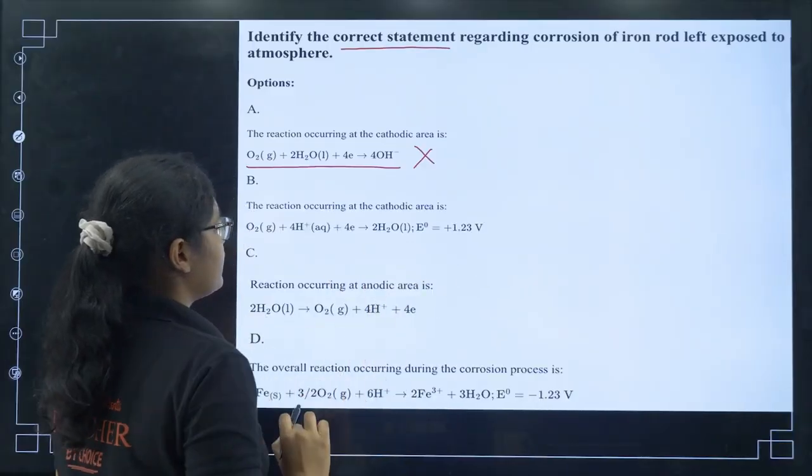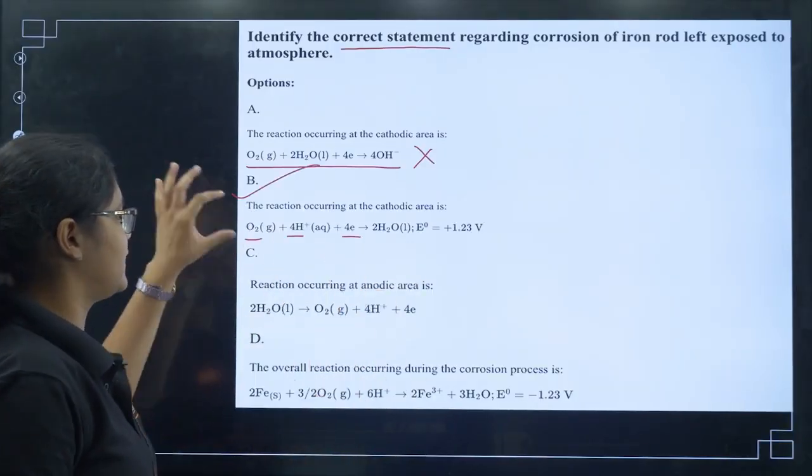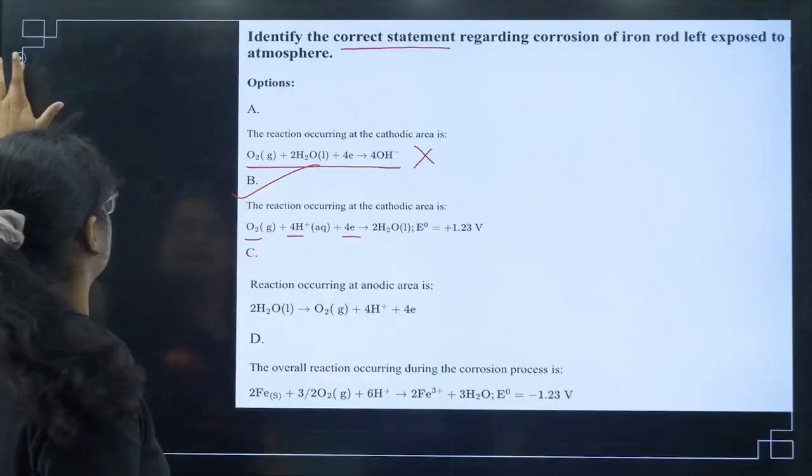Reaction occurring at the cathodic area is O2 plus 4H+ plus 4 electrons. Yes, that is the correct reaction given. So option number B here.